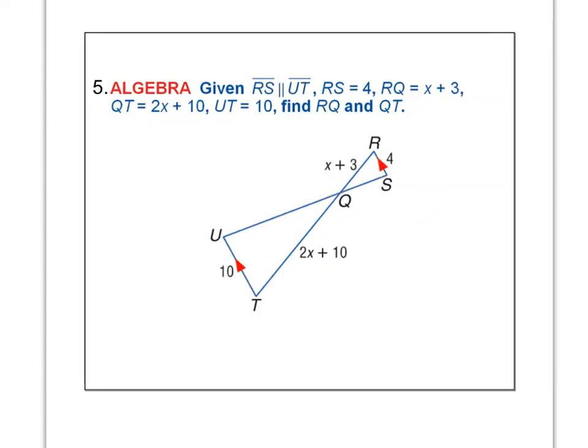Number 5, segment RS is parallel to segment UT. RS is 4, RQ is x plus 3, QT is 2x plus 10, UT is 10. Find RQ and QT. Okay, so they've marked all of that information already on these triangles, so we really didn't need to read the question, except to figure out what we're trying to solve for.